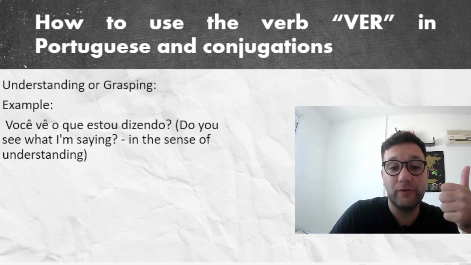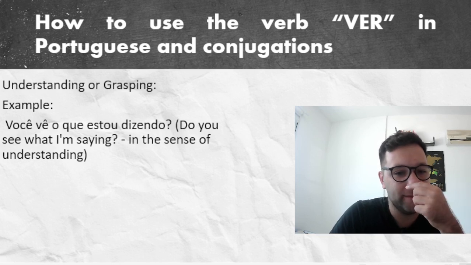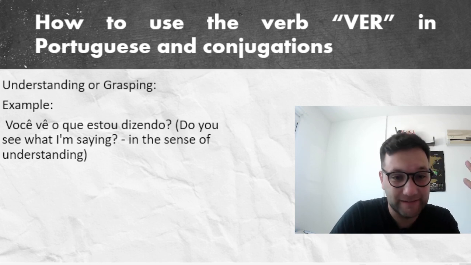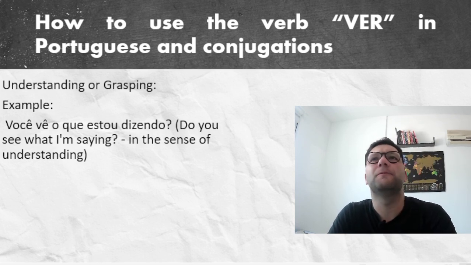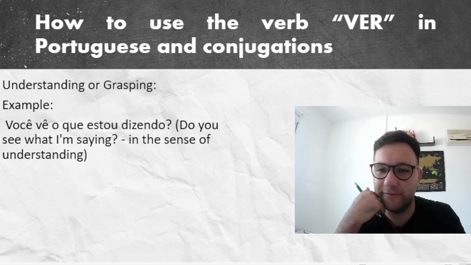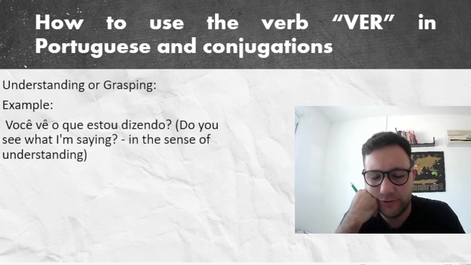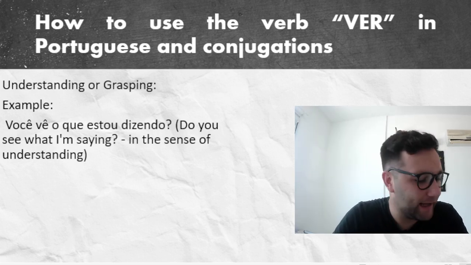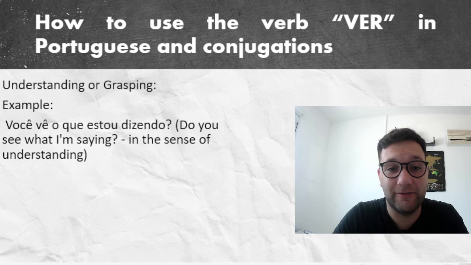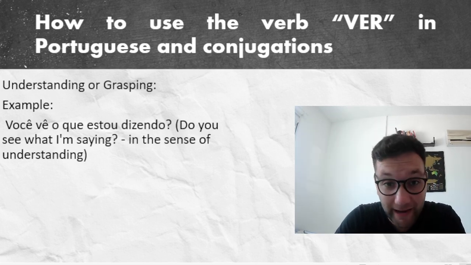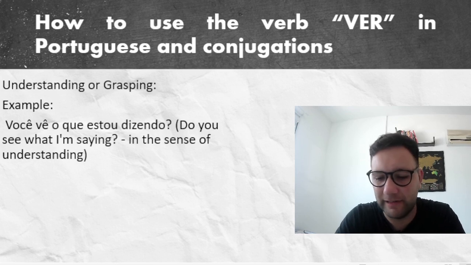We also use the verb ver for understanding or grasping. For example, você vê o que eu estou dizendo? Of course, it doesn't make sense in English: do you see what I am saying? But do you understand? We ask this question. For example, you are in a lesson here with me and I say, você entende? Do you understand? And you could say, eu vejo. I see, meaning I understand, okay? We can also use this verb ver for the idea of understanding things. Eu vejo. I understand. Like in English, I see the difference. Same idea.